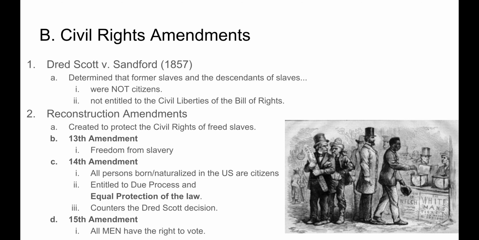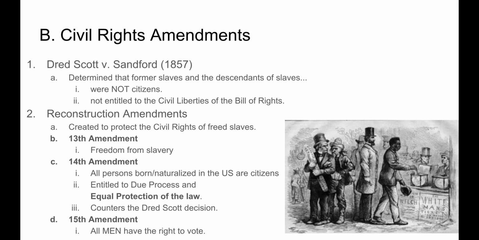it's crucial that the Reconstruction Amendments are passed. So what were those three Reconstruction Amendments? They were the 13th, the 14th, and the 15th Amendments. Free citizens vote. So let's break them down here. The three of these come together to create the Civil Rights Amendments for freed slaves, specifically. So the 13th Amendment bans slavery. Pretty simple, straightforward there. The 14th Amendment really is the counter to Dred Scott versus Sandford, because that case stated that any descendant of a slave is not, in fact, a citizen.